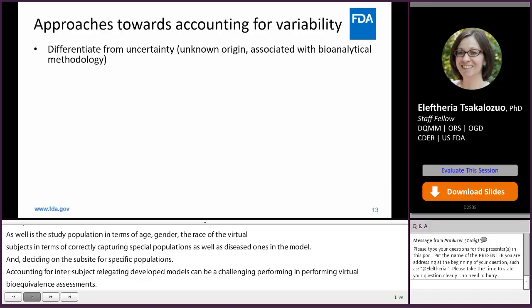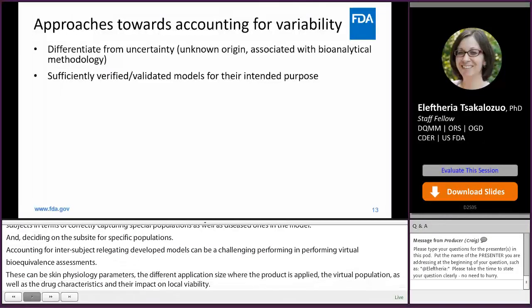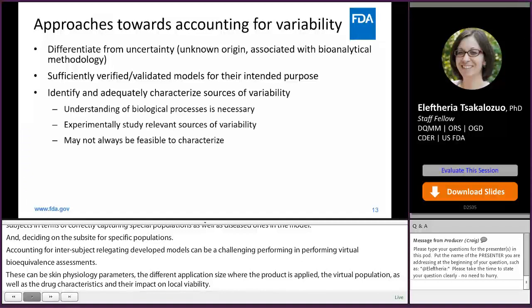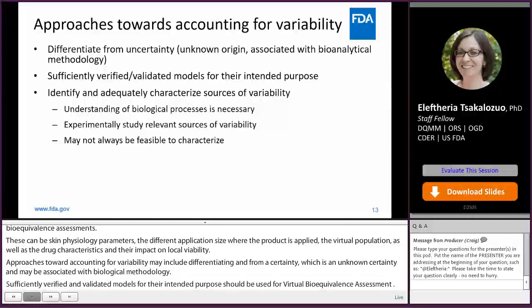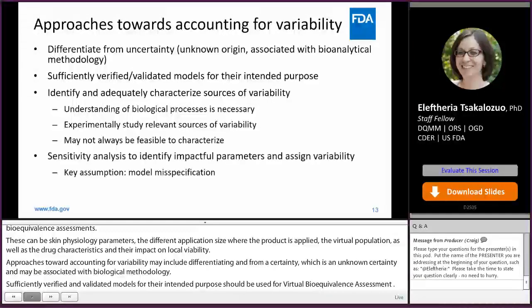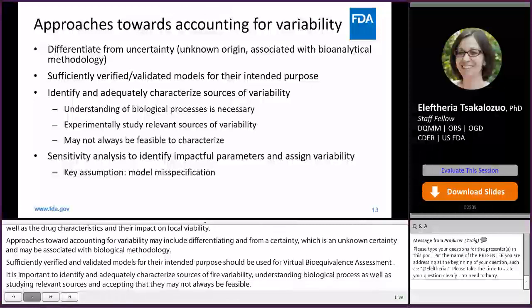Approaches towards accounting for variability may include differentiating it from uncertainty, which is of unknown origin and may be associated with biological methodology. Sufficiently verified and validated models for their intended purpose should be used for virtual bioequivalence assessments. It is important to identify and adequately characterize sources of variability, understanding the different biological processes, experimentally studying relevant sources of variability, and accepting that it may not always be feasible to characterize those sources of variability. In these cases, sensitivity analysis may be an important tool that can be used to identify impactful parameters and assign variability on those under the key assumption of no model misspecification.